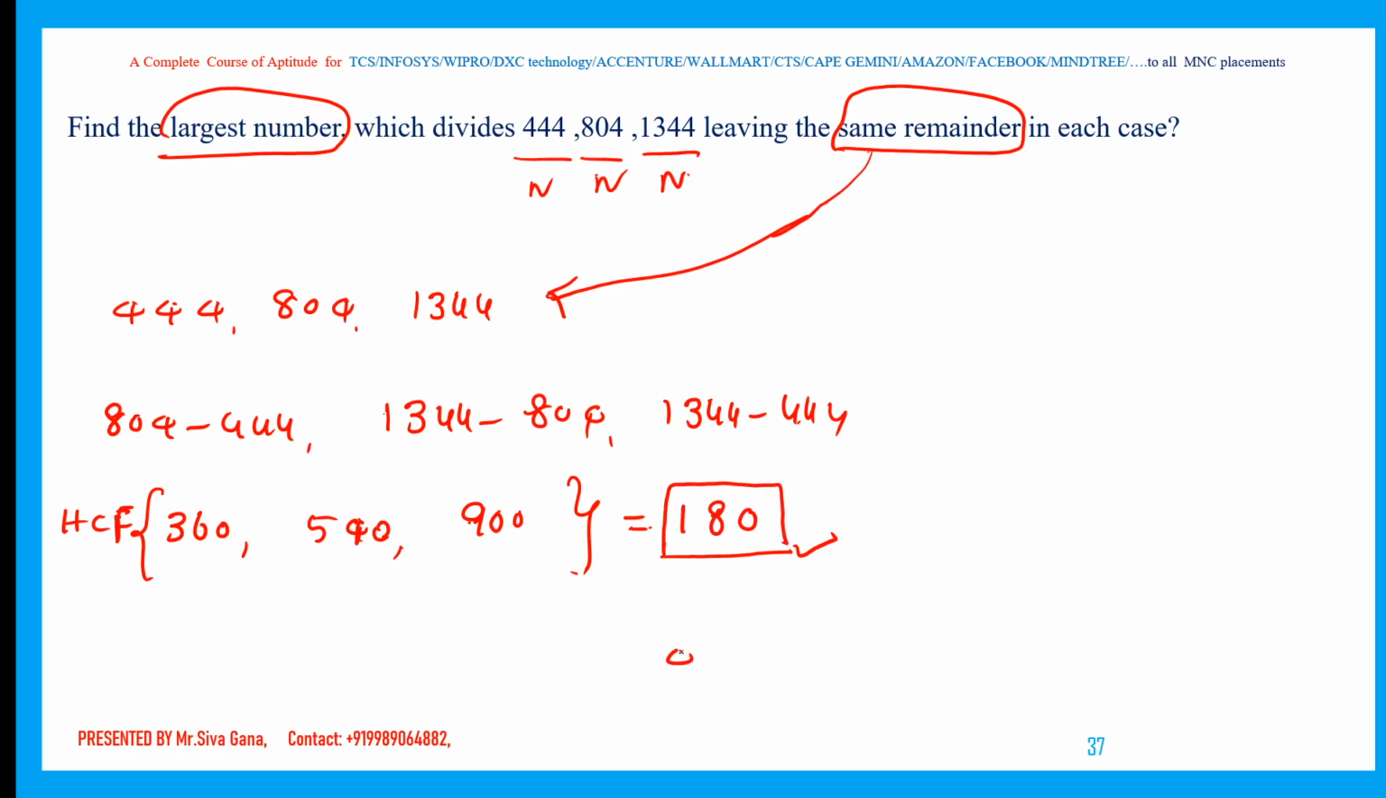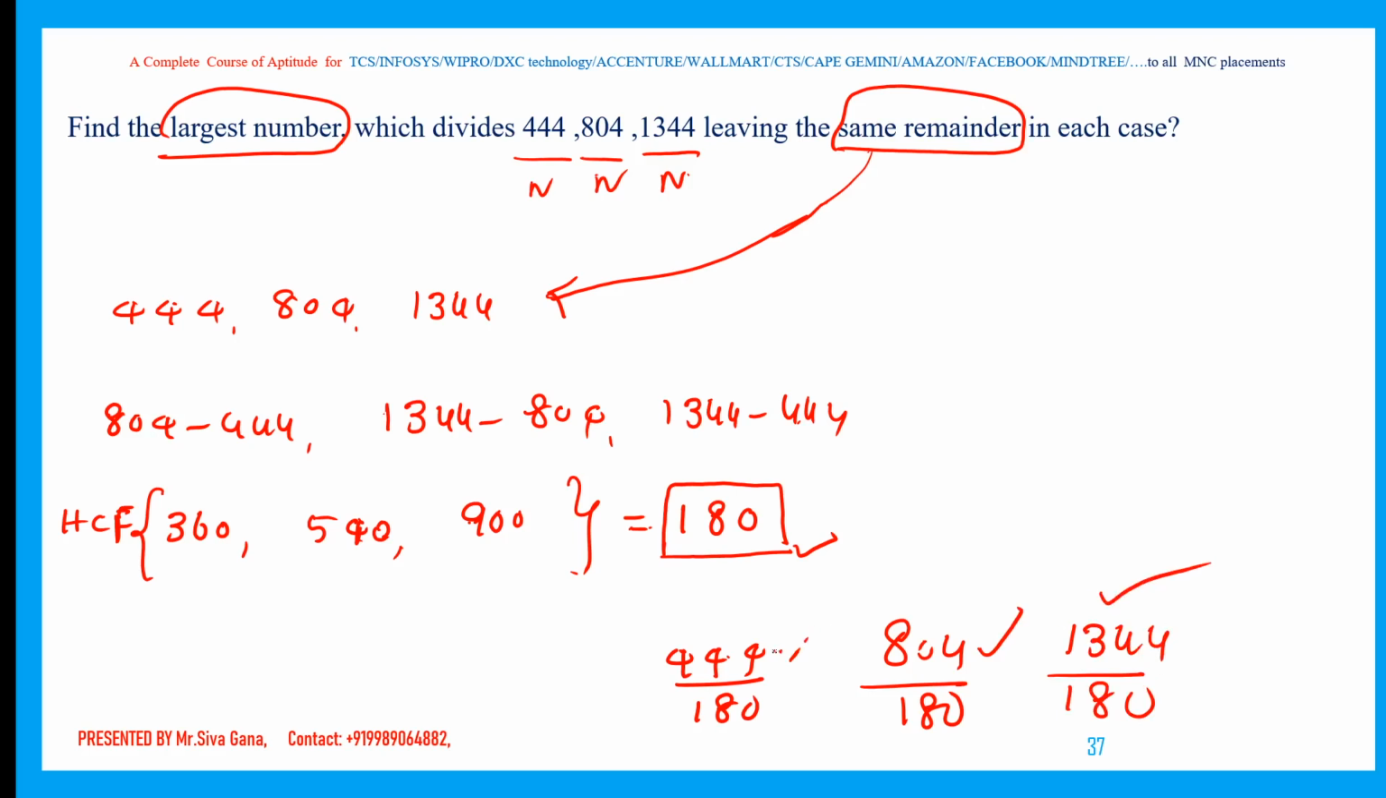If you want, you can check: 444 divided by 180, 804 divided by 180, and 1344 divided by 180. You will get the same remainder in each case. This is one of the finest important questions from the HCF concept, my dear viewers. Most important question for all the placements. For the same remainder case, this is the process. Keep in mind, last year in 3 slots, a similar kind of question was asked.